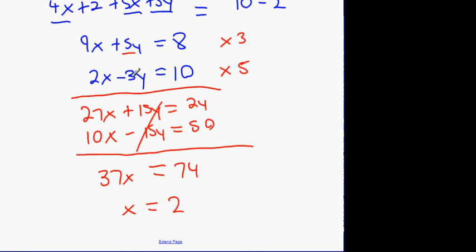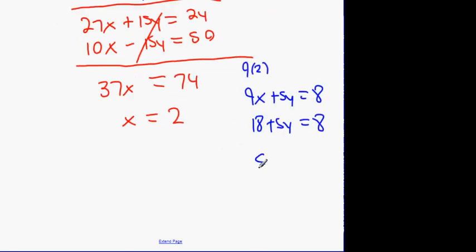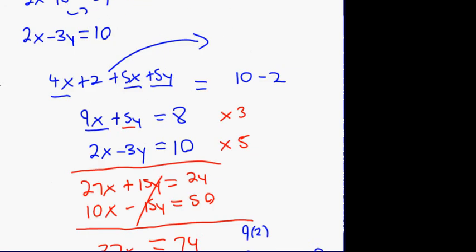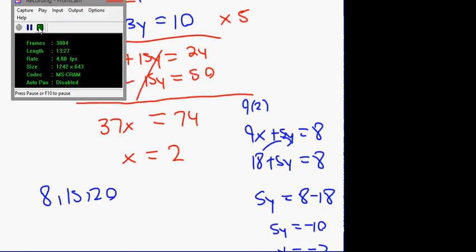Once again, upon finding x equals 2, we're going to find out what the y value is. We'll place it into this equation here. So 9 times 2, 18, plus 5y equals 8. Then 8 minus 18 is minus 10, and then y is minus 2. So x is 2 and y is minus 2. Okay, so that was 8, 15 and 20. So we can see the sort of time frame for 3 questions.